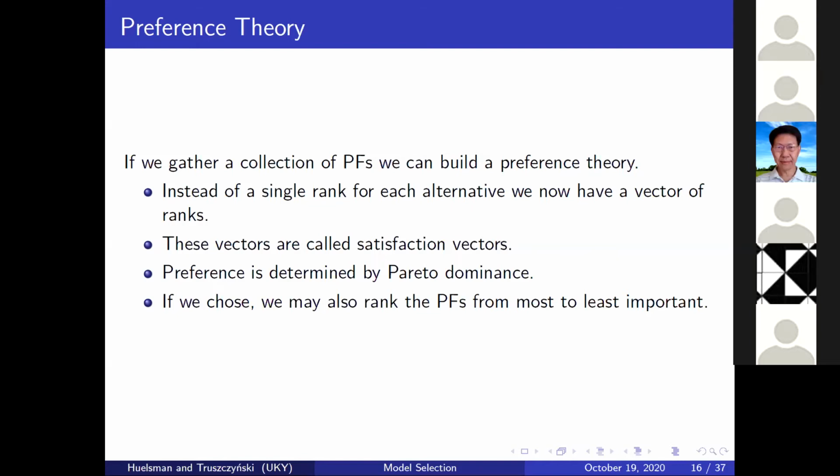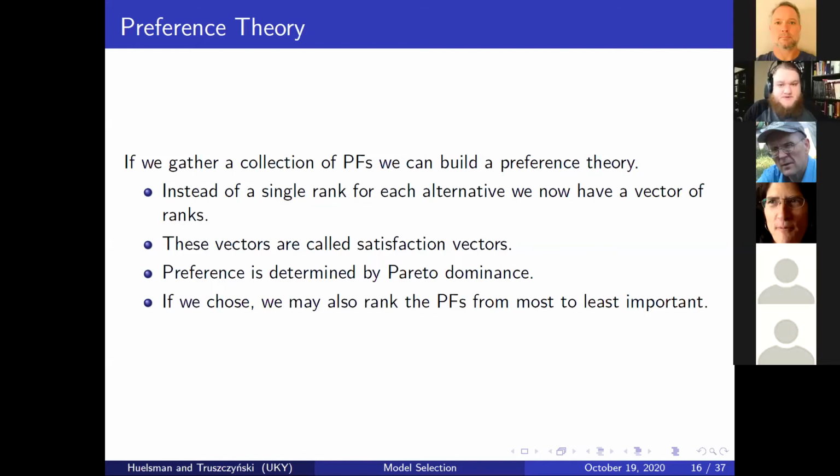What that means is that A is preferred to B if for every entry in the satisfaction vector of A, that entry is at least as good as the corresponding entry in the satisfaction vector of B, and for one entry in A, that value is strictly better than the corresponding one in B.